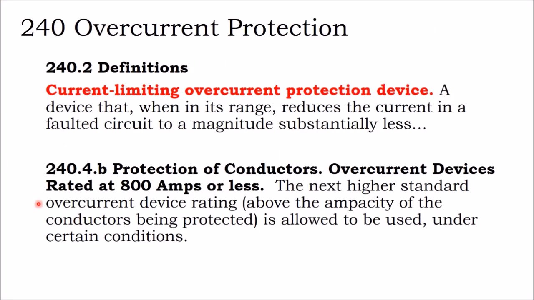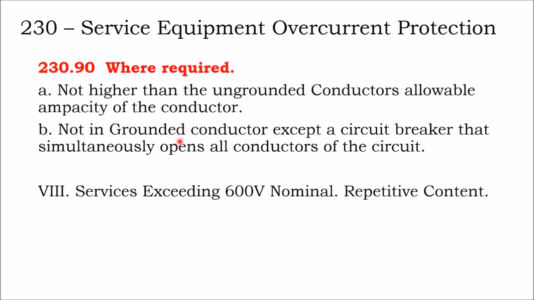Section 240, overcurrent protection. Current limiting overprotection devices. Protection of conductors for overcurrent devices rated at 800 amps or less. We're allowed to use the next higher standard overcurrent rating above the ampacity of the conductor being protected under certain conditions. The service equipment overcurrent protection should not be higher than the ungrounded conductor's allowable ampacity. And so the main service breaker is not sized to be larger than what the conductors can handle.